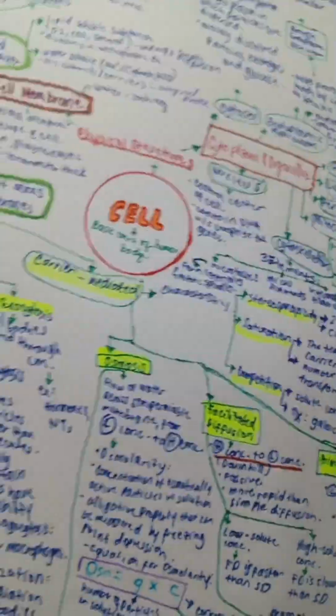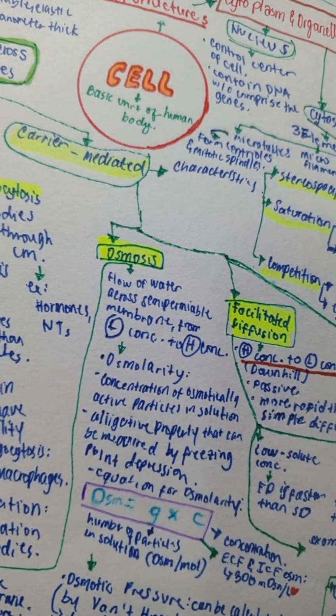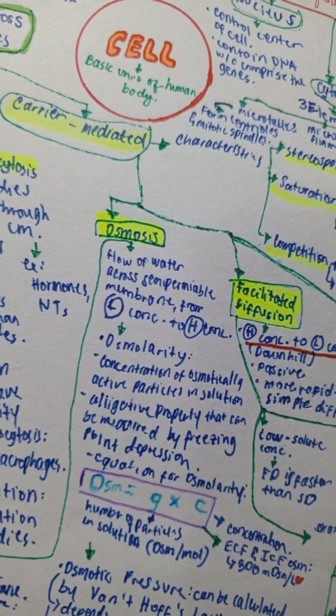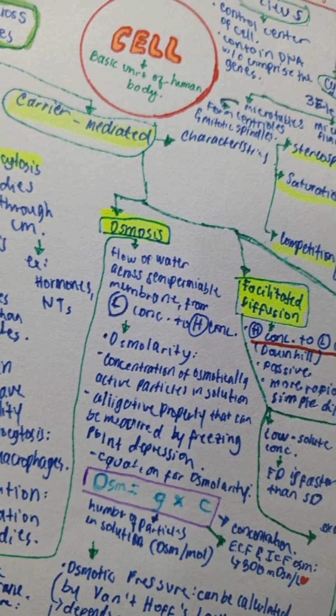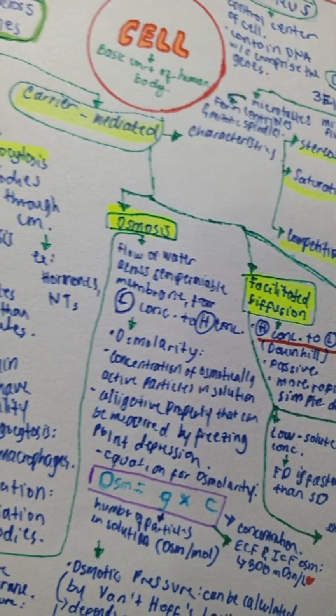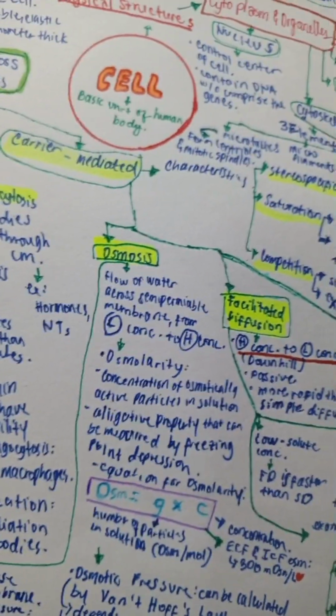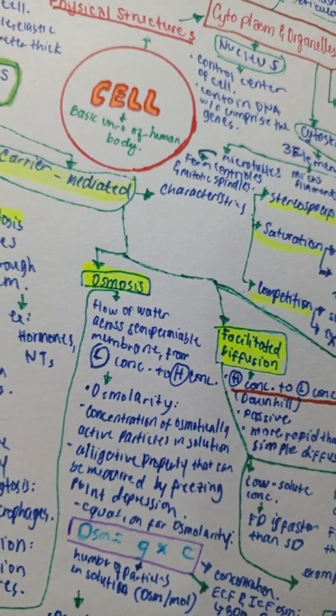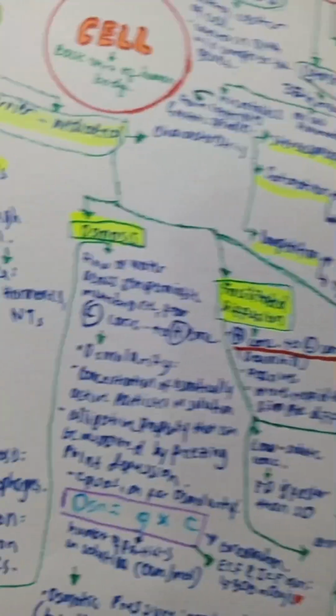Okay, so now let's go to the different types of carrier-mediated transport. First, we have osmosis. In osmosis, the flow of water across a semi-permeable membrane is from low concentration to high concentration. A while ago, in simple diffusion, it was the opposite, from high to low. However, in osmosis, it is from low concentration to high concentration.